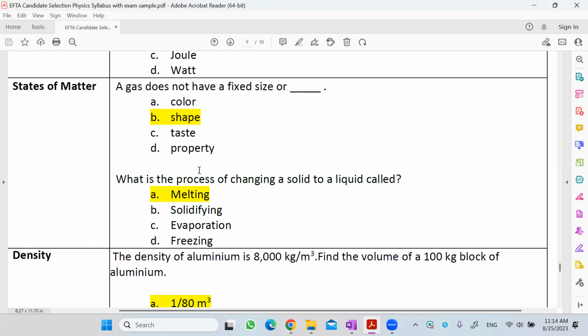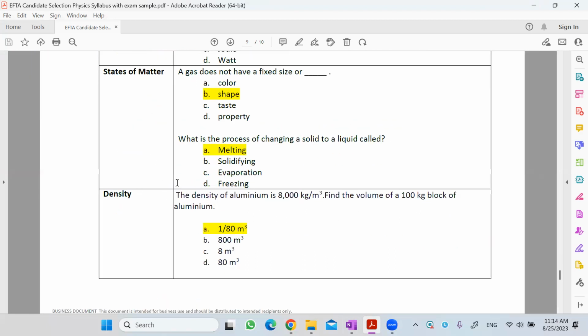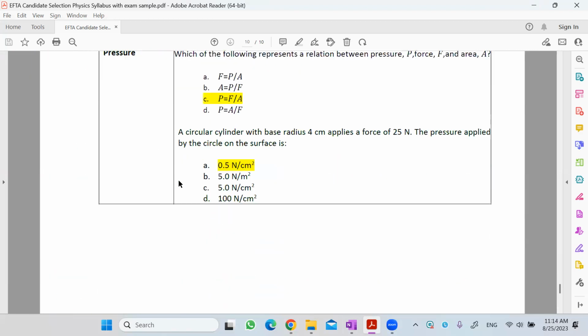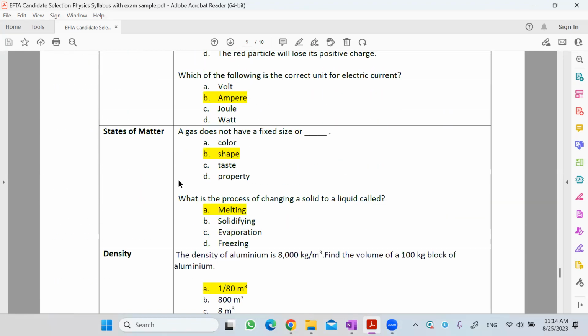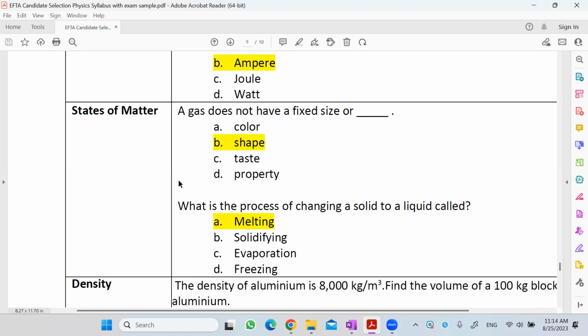We still have some parts about states of matter and density. Let's finish them directly before we move to the hard part from yesterday. States of matter: a gas does not have a fixed size or shape. It's correct, since if you place a certain gas in a square shape, it will take this shape. If you place it in a cylindrical shape, it will take the shape of a cylinder.